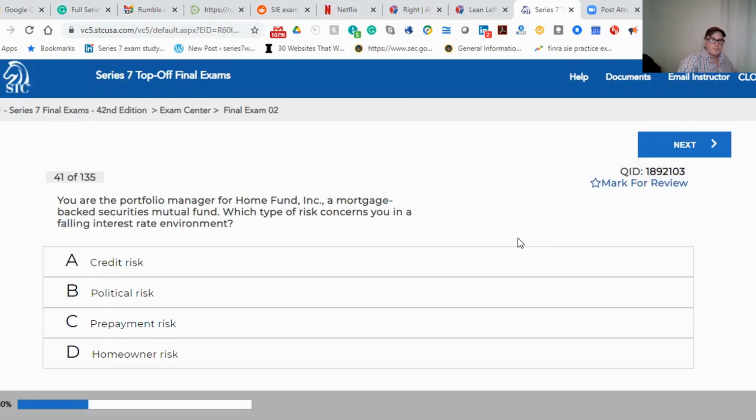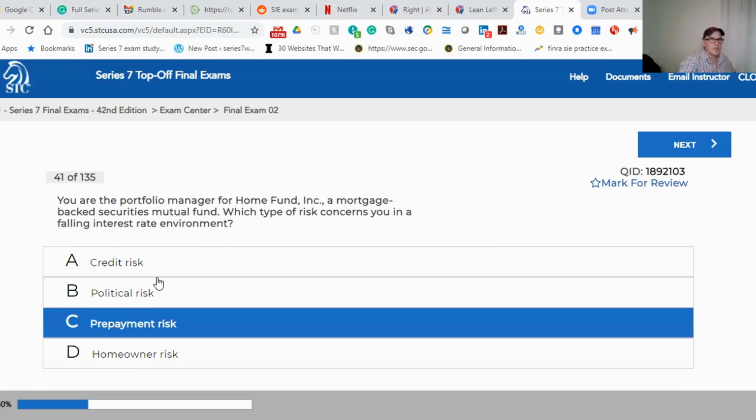And we're good. Okay. You are the portfolio manager for Home Fund Inc., a mortgage-backed securities mutual fund. Which type of risk concerns you in a falling interest rate environment? Okay. Mortgage-backed securities. So whenever you hear mortgage-backed securities, I know it's either prepay or extension. And there it is, prepayment risk. Credit risk, not really a big deal, I don't think. Political risk, not outside the country. Never heard of homeowner risk. So I'm going to go with prepayment risk.